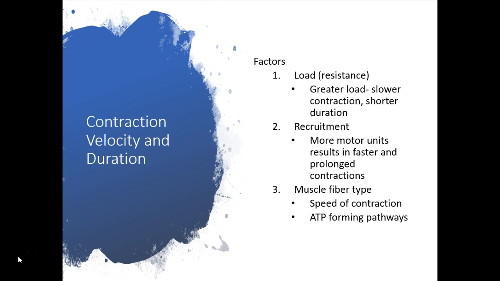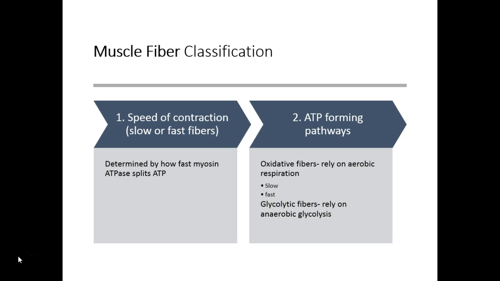The thing we haven't talked about yet is the muscle fiber type, the speed of contraction, and the way that those muscles form ATP. So there are several things that we're going to look at because not all muscle fibers are alike in their composition or their function. They vary in the amount of myoglobin. Myoglobin is a red-colored pigment that binds oxygen and stores it in muscle fibers.